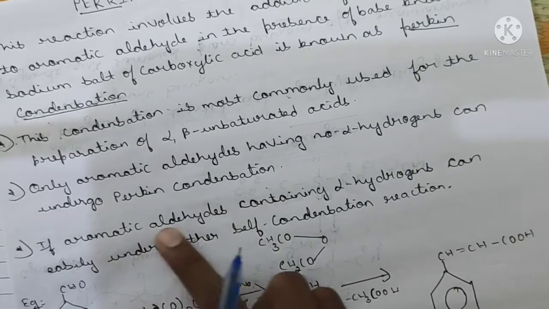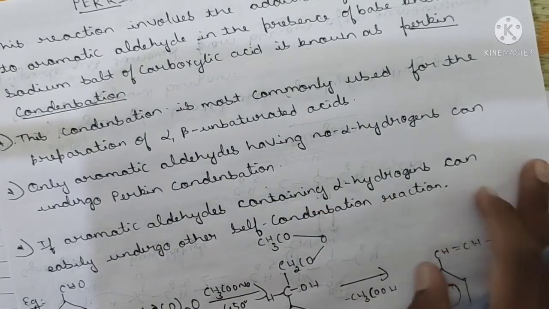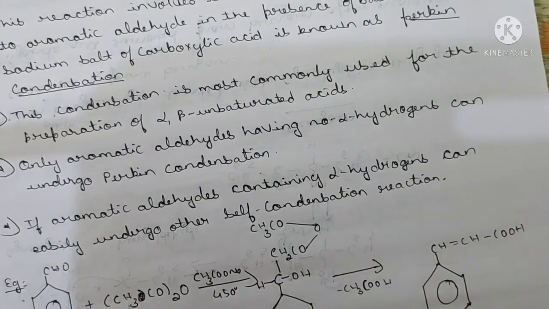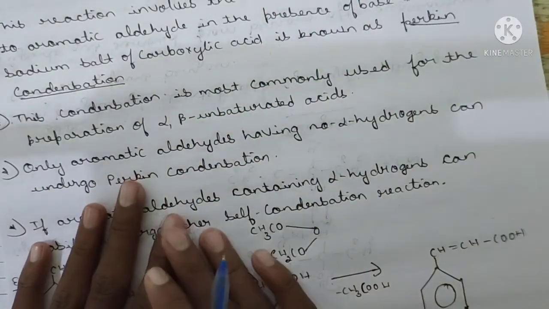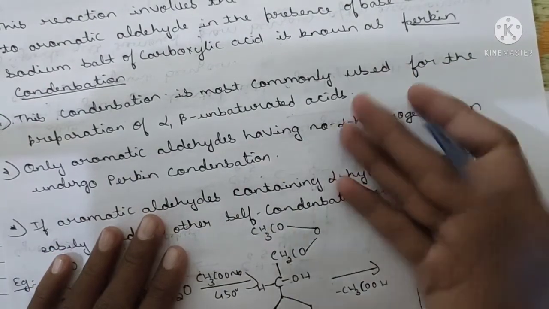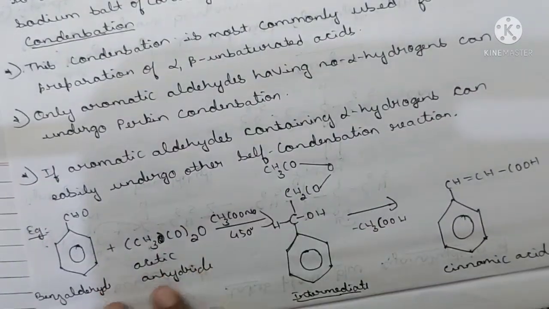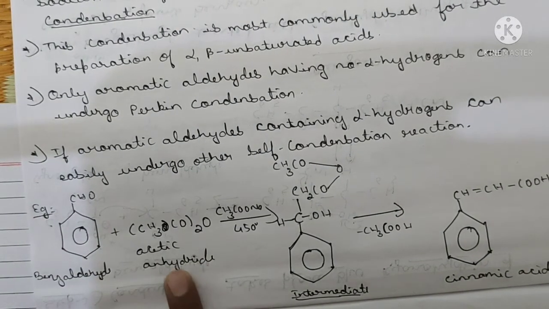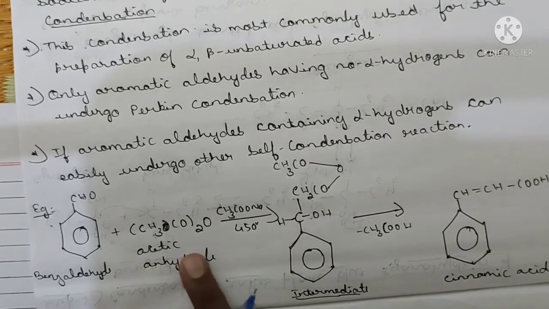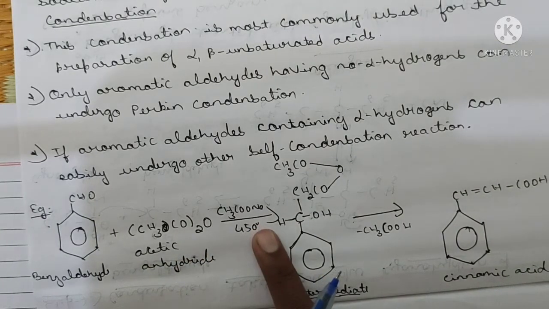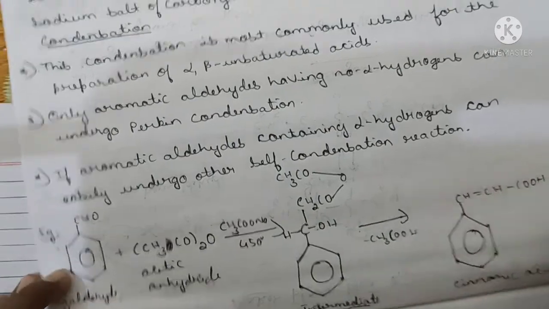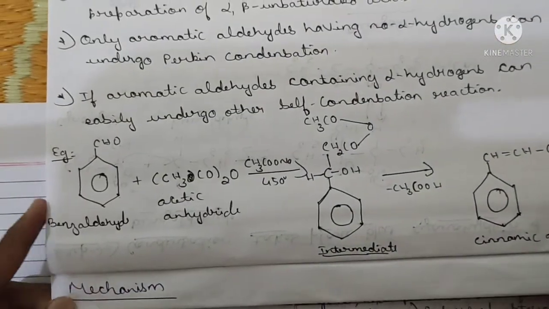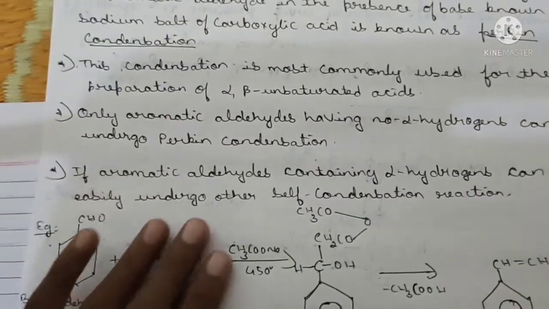If an aromatic aldehyde contains alpha hydrogen, then it can undergo self-condensation reactions. If they contain any alpha hydrogen, they can go towards the aldol or cross aldol. Next, with an example: benzaldehyde, an aromatic aldehyde with no alpha hydrogen, reacts with acetic anhydride, (CH3CO)2O, in the presence of the sodium salt of a carboxylate, forming an intermediate and then the Perkin product. You note it down, or otherwise I will add it in the description. Go to the description, observe, and take the notes.